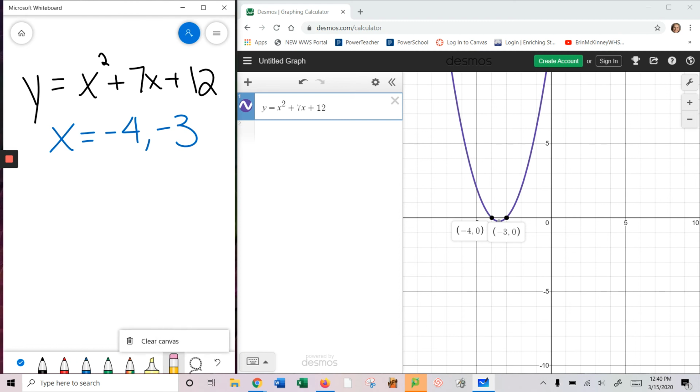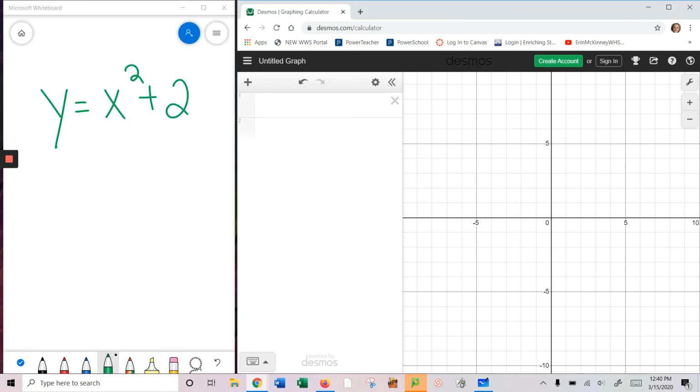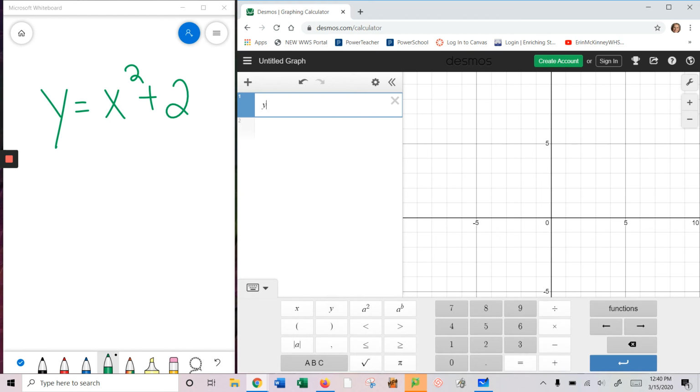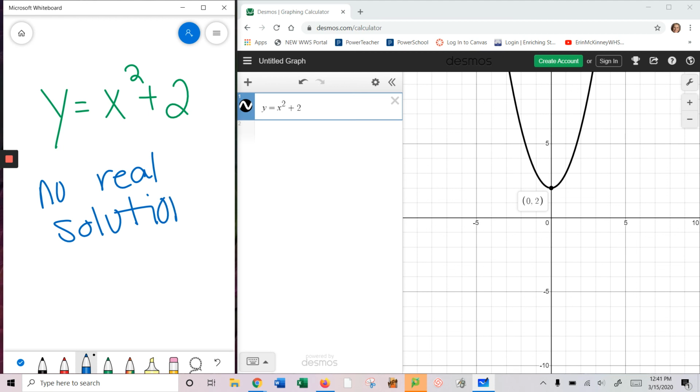Let's look at another one. Let's say I do y equals x squared plus 2. Okay, so again, I'm going to put in that equation. Y equals x squared plus 2. Okay, now this only touches the y-axis. This point right here is on the y-axis, not on the x. So this does not touch the x-axis anywhere. So if we don't ever touch the x-axis, we say that our answer is no real solutions. In that last video, right, we said that we could shortcut that as x.